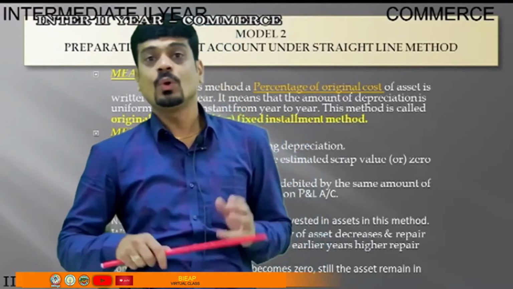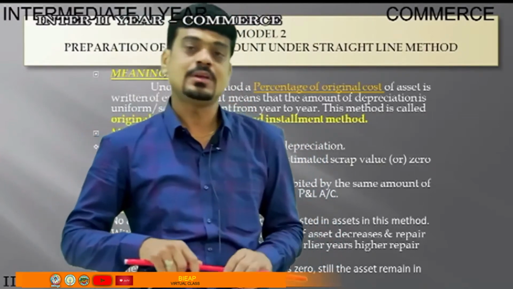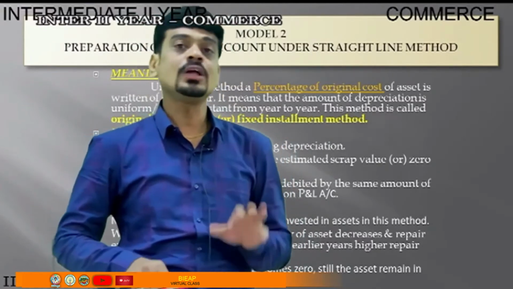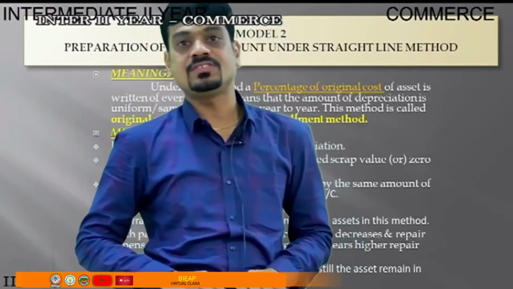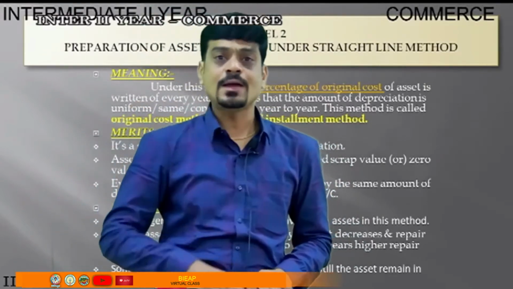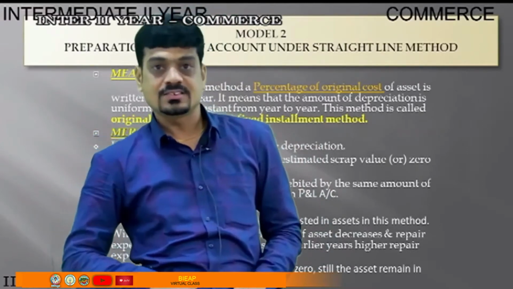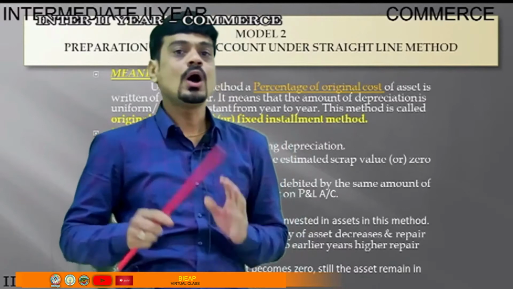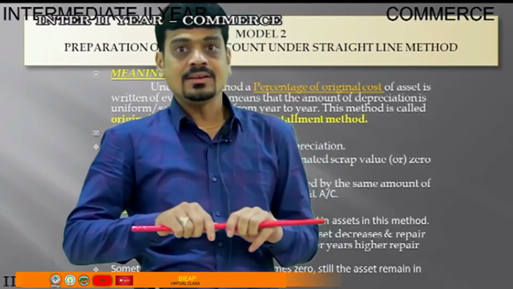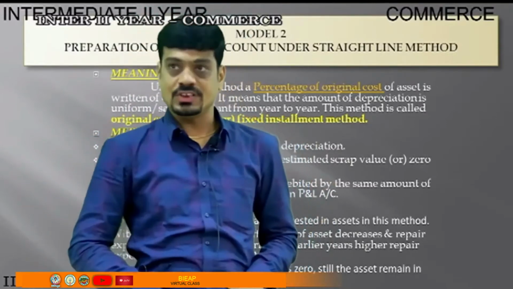Then we saw what are the causes for depreciation, like use of asset, passage of time, effects of time and so on. And then we saw the three major factors of depreciation: cost of asset, scrap of asset, that is the scrap value, and the useful life of asset. And there we saw how to calculate depreciation also. And along with that, we saw different methods of charging depreciation.